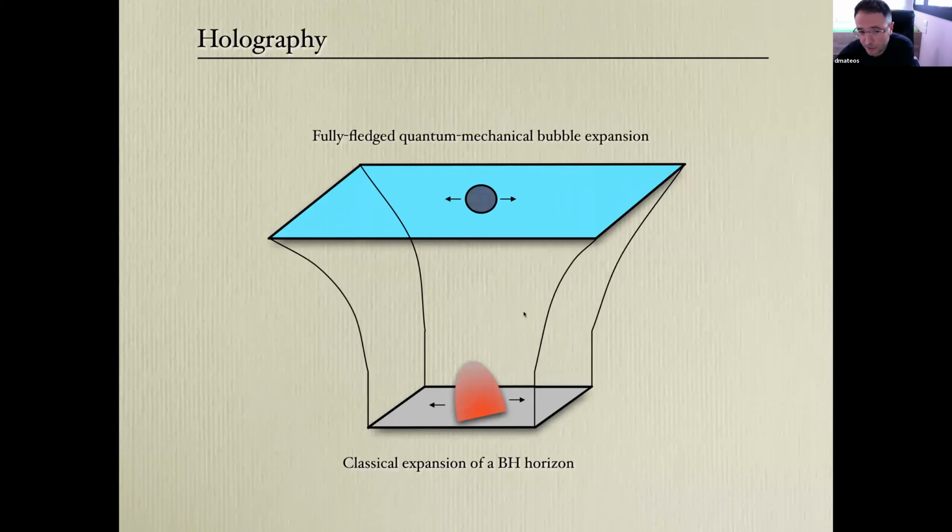So this means that in particular, if you nucleate a bubble, all the subsequent fully fledged quantum mechanical bubble expansion, all the dynamics involved in the bubble and the medium surrounding it, etc., all of that is captured by some classical gravitational theory in five dimensions. And in fact, the expansion of the bubble corresponds in that classical theory to the expansion of some black hole horizon.